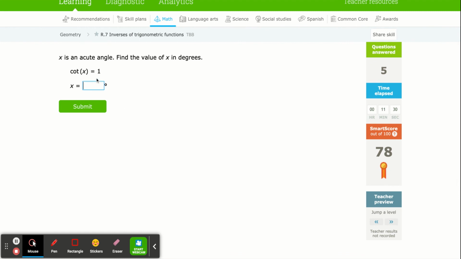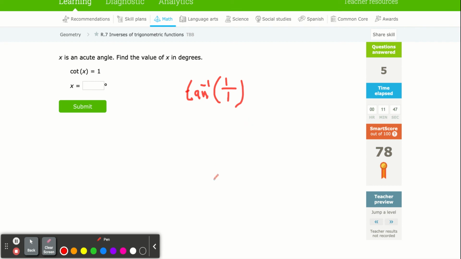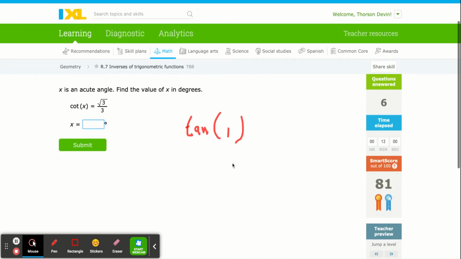Here's a cotangent. So I want you to realize that when I do the inverse tangent, because cotangent relates to the tangent, I'm flipping this upside down. I'm actually doing 1 over 1 flipped upside down, which is still 1 over 1. So just because it's 1, don't think I didn't flip it. And by the way, the inverse tangent of 1, I believe, is a 45-degree angle. Some of these you'll get to know pretty quickly.